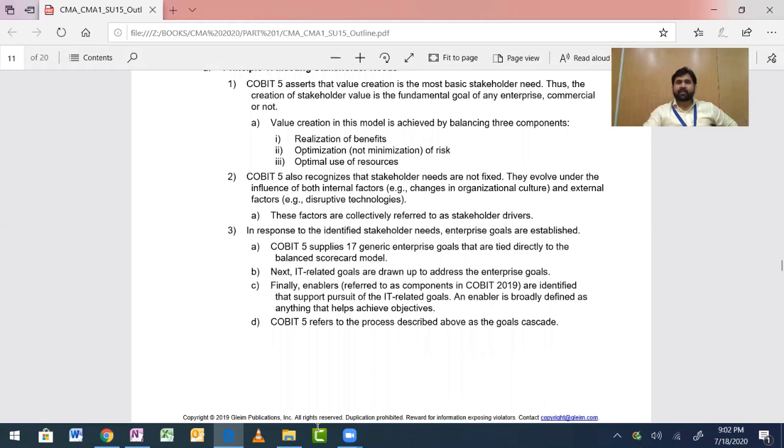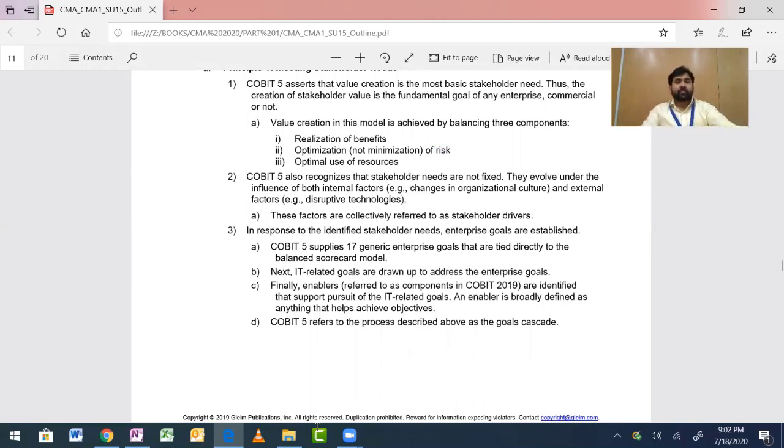And it's very good also, because see, risk and return, right? These 2 things always go hand in hand. You cannot talk about only the return, realization of benefit, without talking about the risk. Fine. So risk and return, and then we are talking about optimal use of the resources, which means asset utilization.